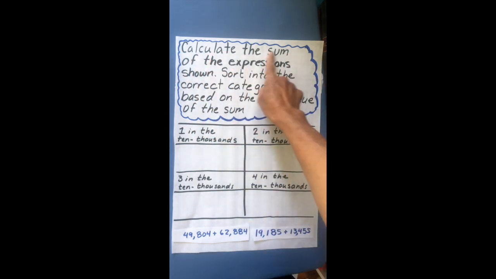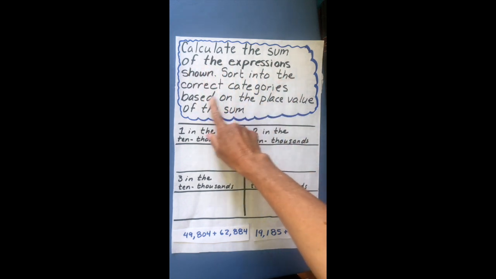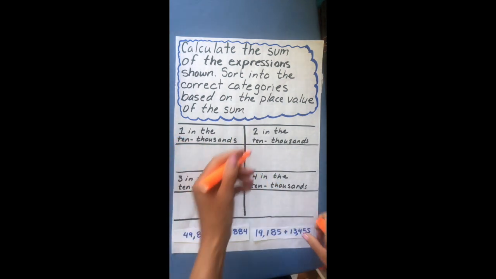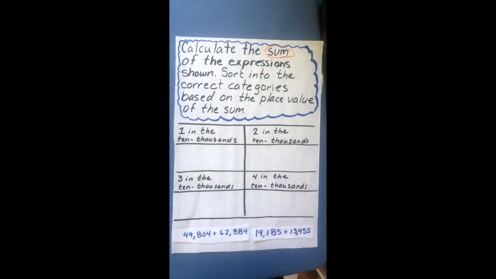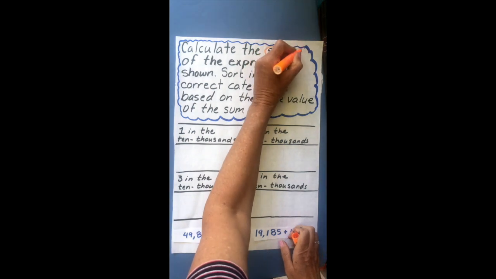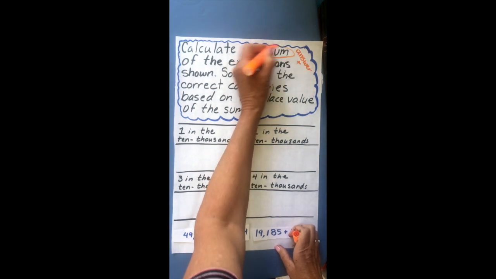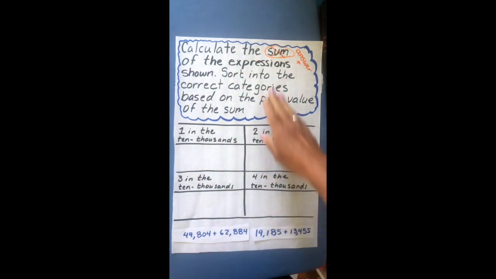It says, calculate the sum of the expression shown. Sort into correct categories based on the place value of the sum. So you look for math vocabulary. So one, we know what the word sum means. Sum is the answer to addition. So we know it's the answer to addition. So sometimes I just cross that out so the problem looks easier to me.